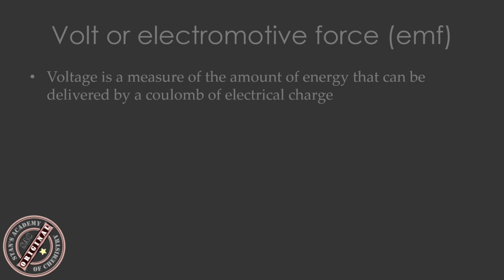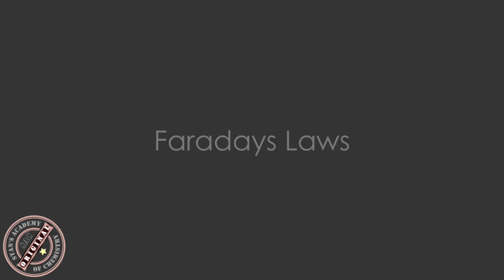Voltage is a measure of the amount of energy that can be delivered by a coulomb of electrical charge. So we're talking about electromotive force or EMF or voltage, and 1 volt is given as 1 joule per coulomb. So we're going to use Faraday's laws to do the calculation, even though we don't have to specify it as Faraday's law, but you can reason it out using the method that we have stated earlier. By calculating the number of moles of electrons in a circuit, we can predict the amount of substance that is precipitated or deposited at the cathode or liberated at the anode.